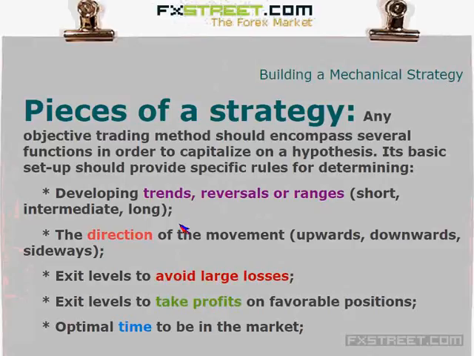pieces of a strategy. Any objective trading method should encompass several functions in order to capitalize on a hypothesis. Its basic setup should provide specific rules for determining, and this is something that every strategy would need, whether there is a developing trend, a developing reversal, or a range, and its scale, whether it is short, intermediate, or long term. We also need the direction of the movement, if it's upwards, downwards, or sideways. So we have to start to think now about what tools tell me there is a trend, or a reversal, or a range, or what tool can tell me the direction.